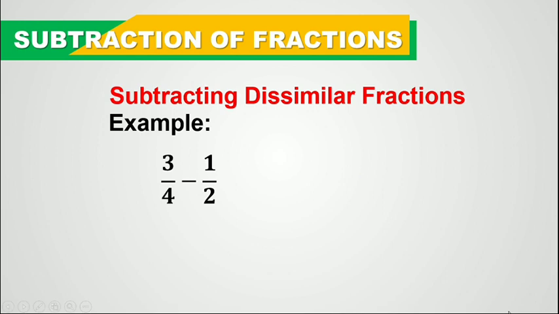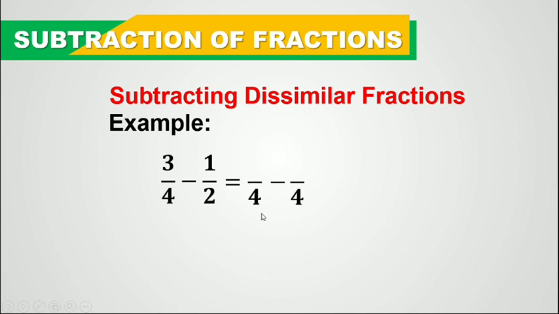Dali na, no? What if we're gonna subtract these dissimilar fractions? So as what you can see in the example, the denominator here is 4, while this one is 2. So what are we gonna do? So you have to transform these two fractions first into similar fractions so that you could subtract them. So how are we going to do that? So let's find first their LCD. What is LCD, or the lowest number which is divisible by 4 and 2? It's 4, right? Because 4 is both divisible by 4 and also 2.